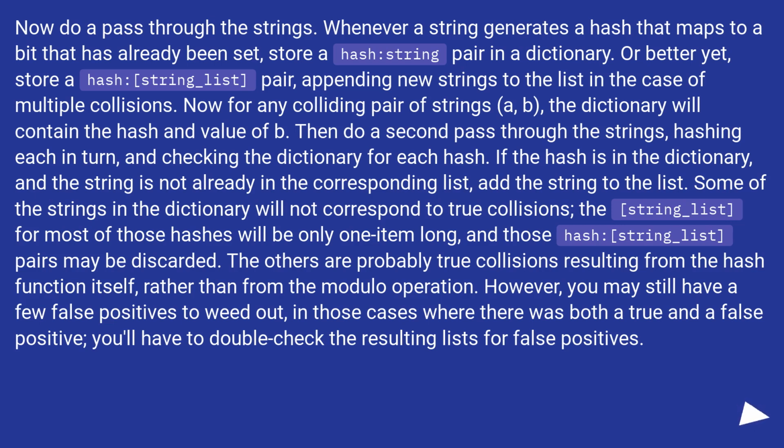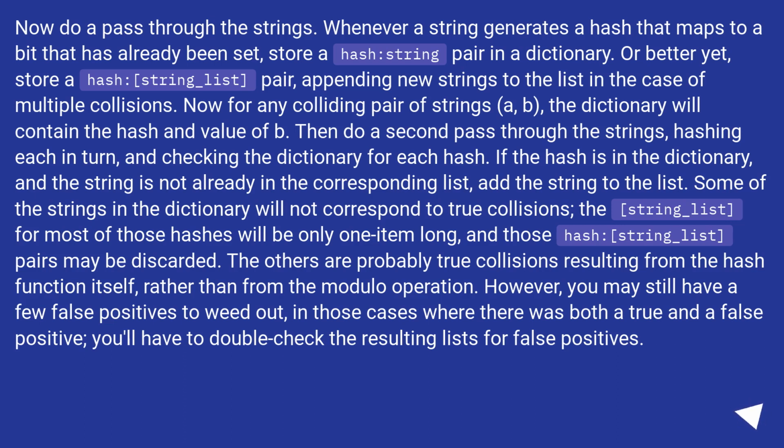Then do a second pass through the strings, hashing each in turn, and checking the dictionary for each hash. If the hash is in the dictionary, and the string is not already in the corresponding list, add the string to the list. Some of the strings in the dictionary will not correspond to true collisions. The string_list for most of those hashes will be only one item long, and those hash: string_list pairs may be discarded.